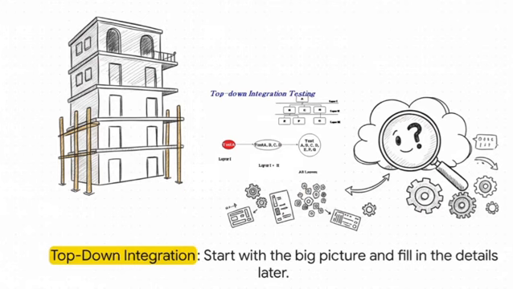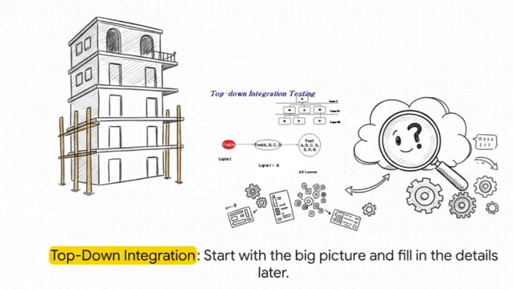Now, there are a few ways to tackle this. First up is the top-down approach, just like the diagram shows. You start building from the very top, say the penthouse, and work your way down. You use temporary placeholders, those stubs we mentioned, for the lower floors that aren't built yet.